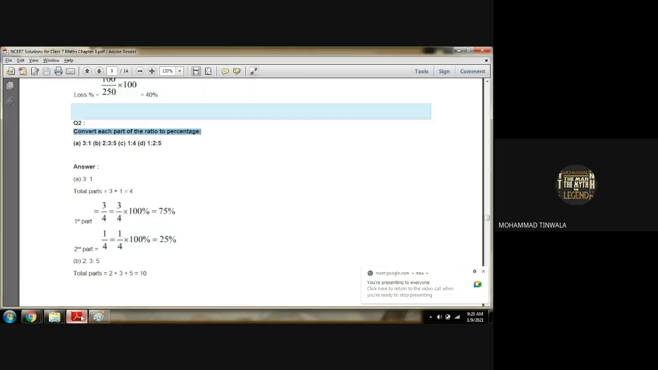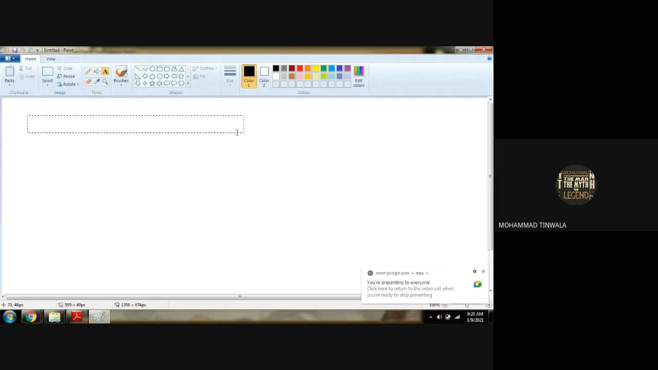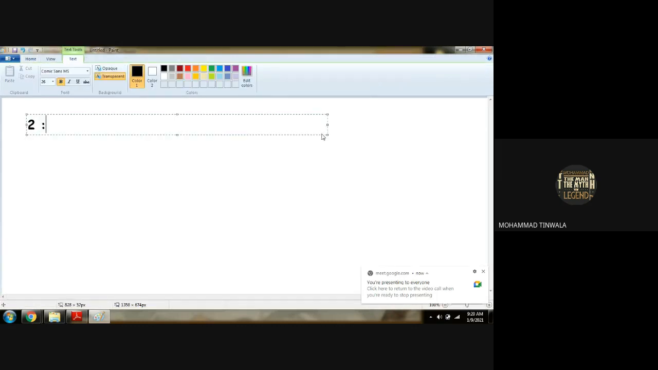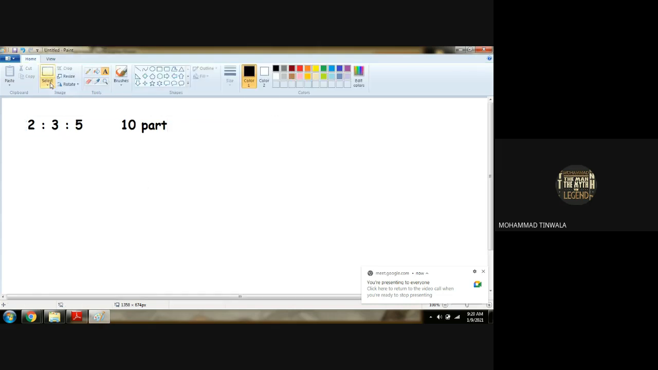Let us look at the second sum. 2 is to 3 is to 5. So can I say 2 plus 3 plus 5 is 10 parts? Can I say the total is 10 parts?